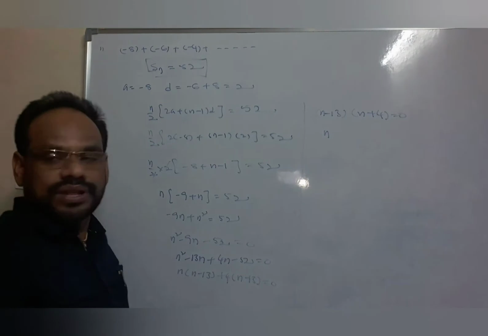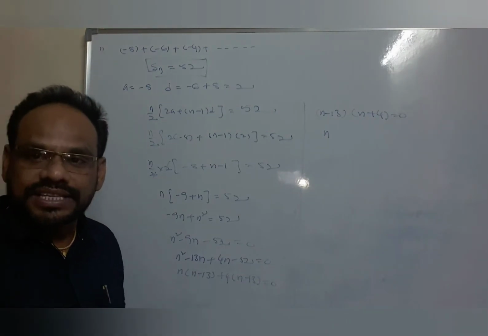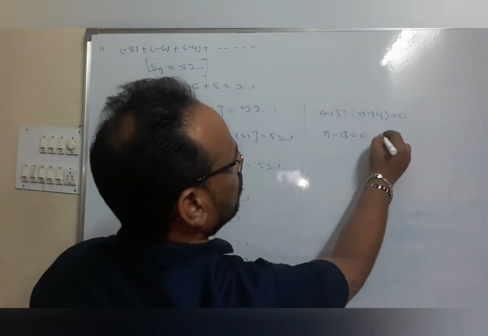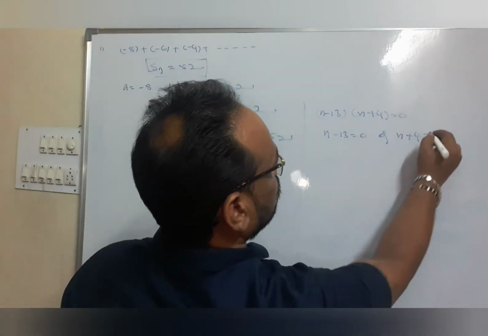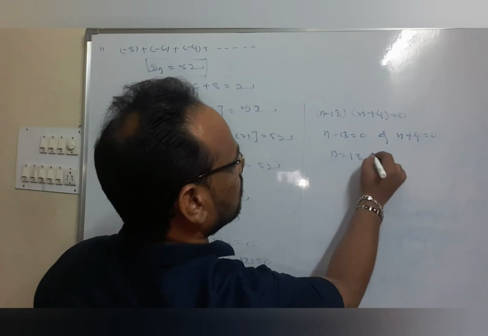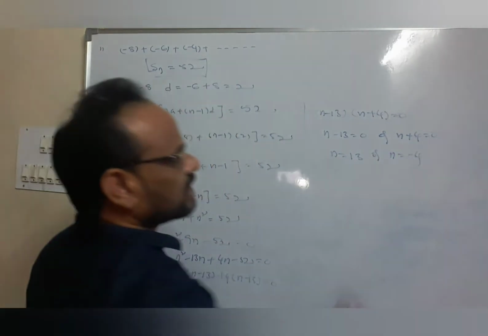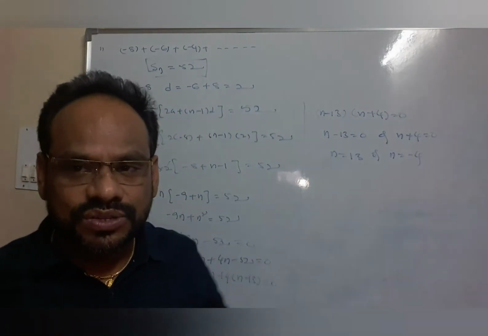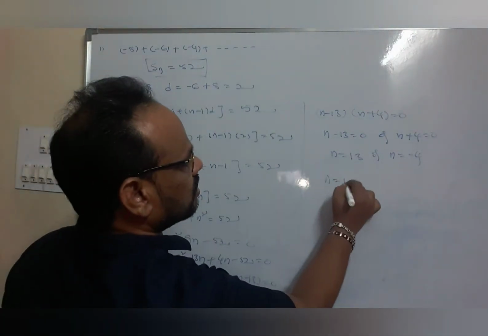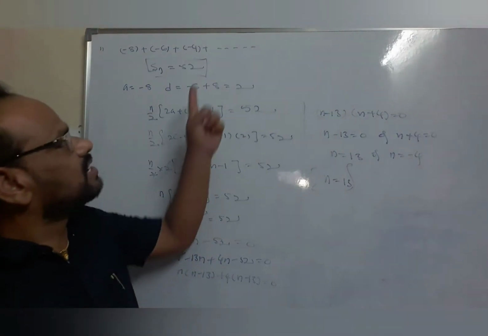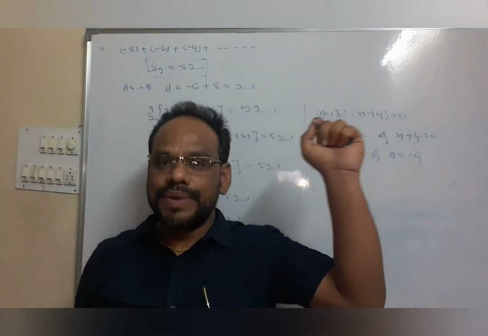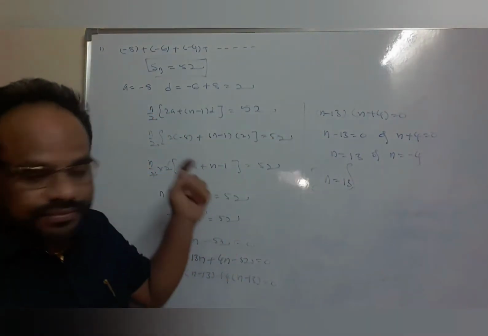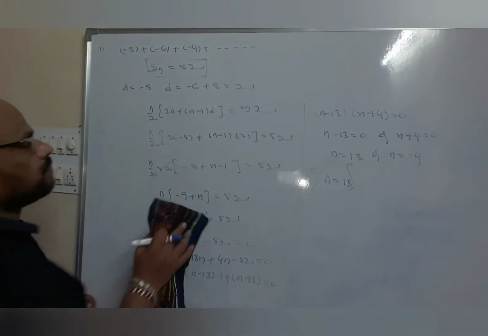We know that if a into b is equal to 0, either a is equal to 0 or b is equal to 0. That is, n minus 13 is equal to 0 or n plus 4 is equal to 0. n is equal to 13 or n is equal to minus 4. The number of terms can't be negative, so we take n is equal to 13. Here 13 terms are to be added to make their sum 52. Next, example 2.